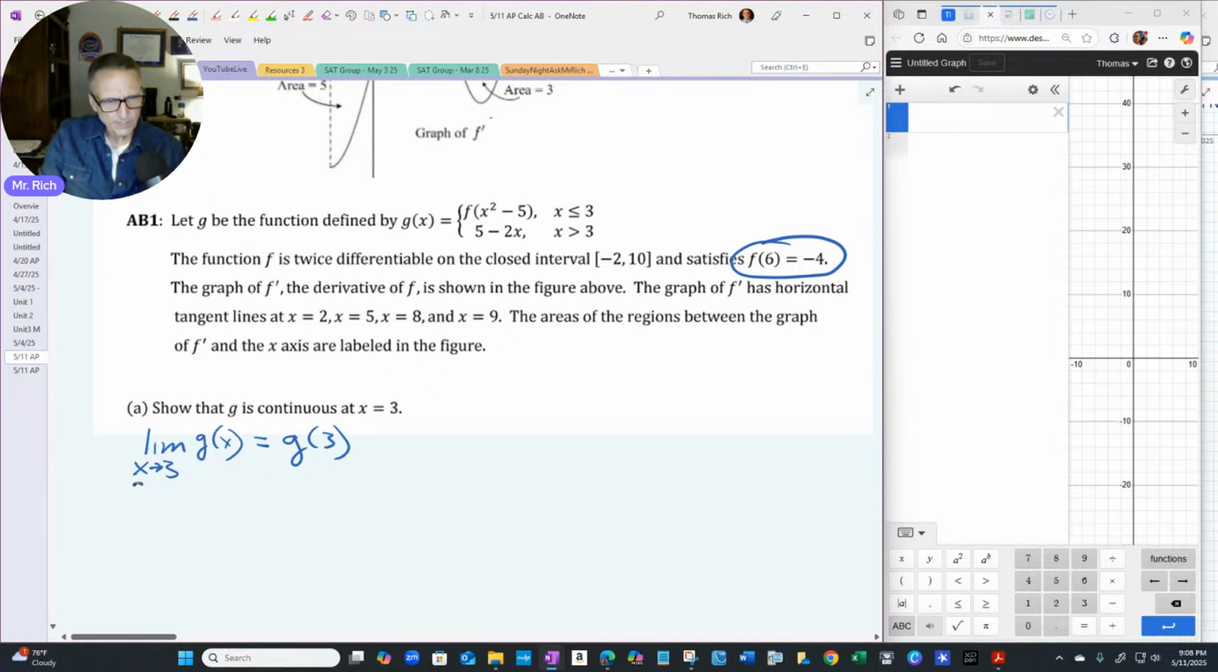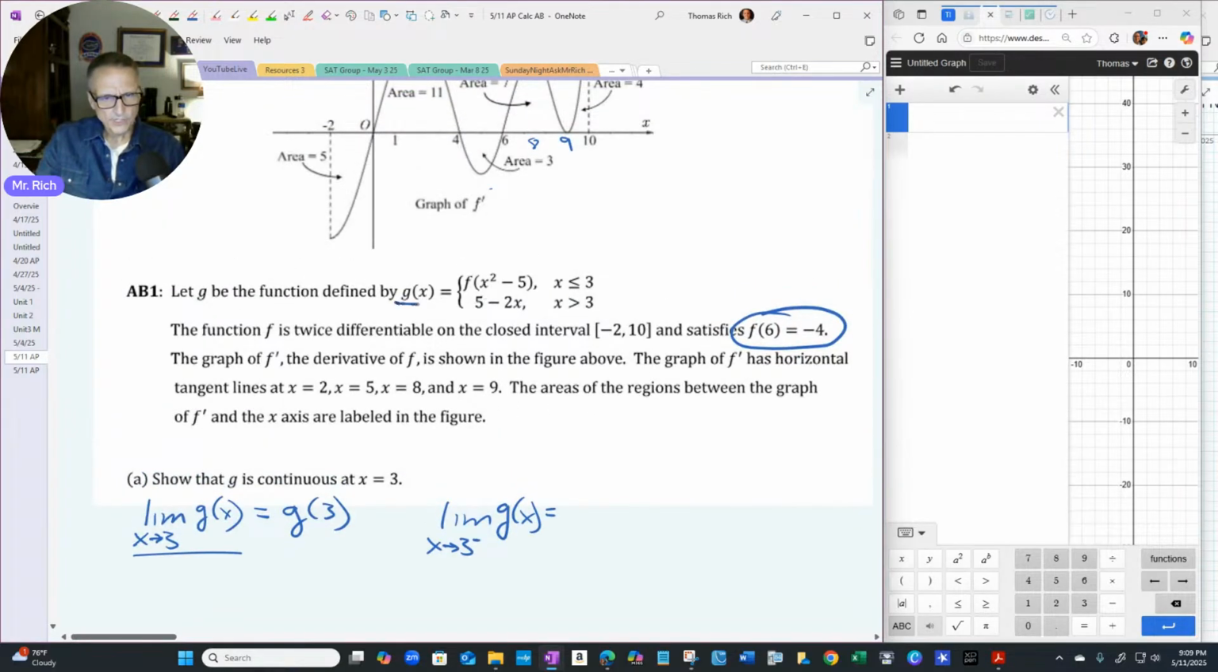Well, this is the big thing right here: I have to determine whether the limit exists. And for the limit to exist, I have to look at what the limit is coming in from the left and the right. So what I'm going to do is determine what the limit is from the left. From the left, this is my g of x. I have to find out what it is through substitution.